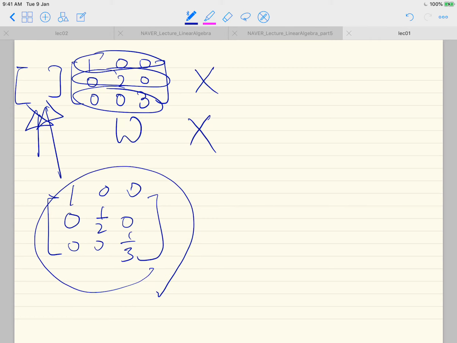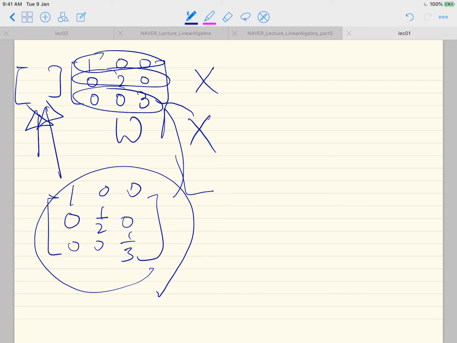So this is the inverse matrix of W, right, from the transformation perspective. And once you compute the matrix multiplication of this one and that one, you can easily verify that it produces the identity matrix.